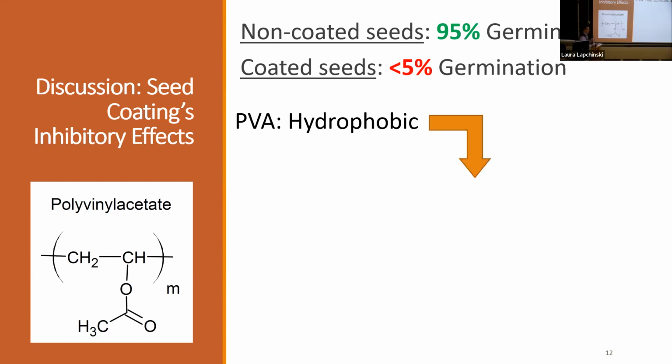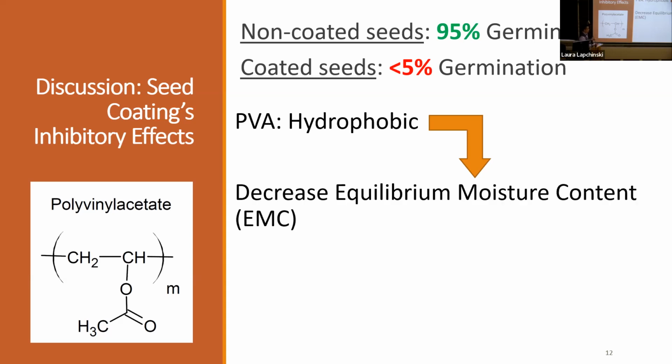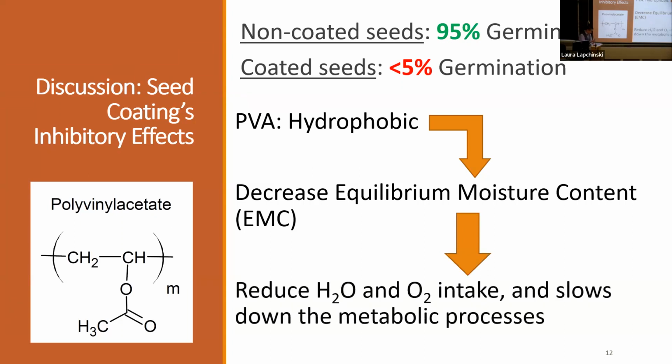So essentially what happened with PVA coating is that a thin film of impenetrable layer is formed around the seed, and prolonged exposure to that can decrease the equilibrium moisture content, or EMC, within the seed. And because seeds rely heavily on things like EMC to signal their development and other metabolic processes, prolonged exposure and decreasing EMC reduces water and oxygen intake and slows down other metabolic processes, including germination.